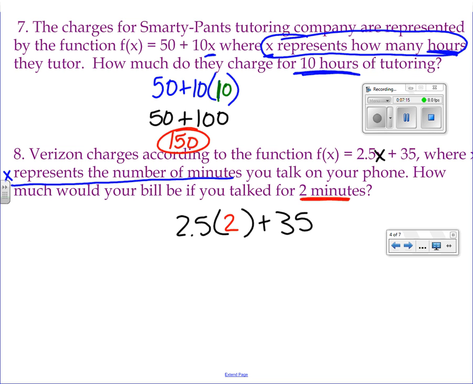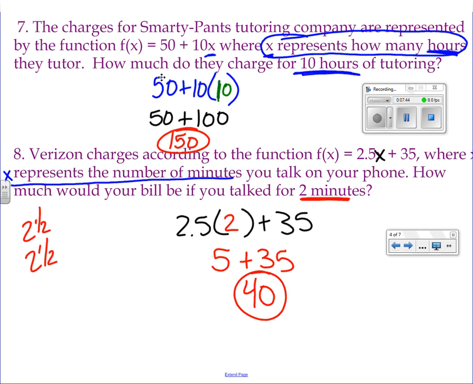So we have 2.5 times 2. If you have 2.5 pizzas and you do that twice, so let's say you eat 2.5 pizzas on one day, and then you eat 2.5 pizzas on the next day. How many total pizzas have you eaten? You've eaten 5. So now we need to add 35, which gives us 40.